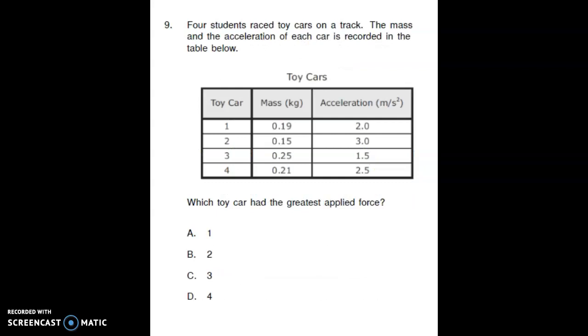Question 9. 4 students race toy cars on a track. The mass and the acceleration of each car is recorded in the table below. Which toy car had the greatest applied force? A. 1, B. 2, C. 3, or D. 4.